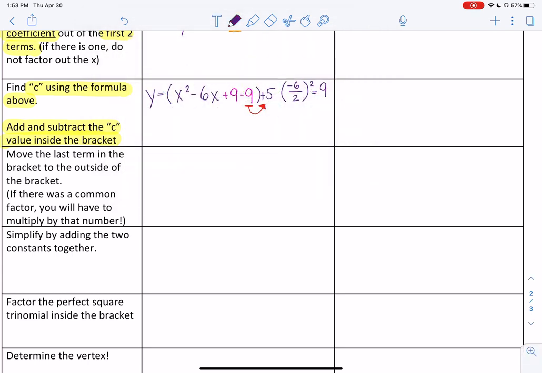So let's rewrite this down here. We had y equals x squared minus 6x plus 9 minus 9 plus 5. Again, we want to move this -9 outside of the bracket here. When I move it outside the bracket, I always need to check if there was a number here. If there was, then I would multiply 9 by that. For the examples we're doing today, we won't have a number there, so that rule will be more applicable in the next lesson. So now we've moved that outside: -9 plus 5.